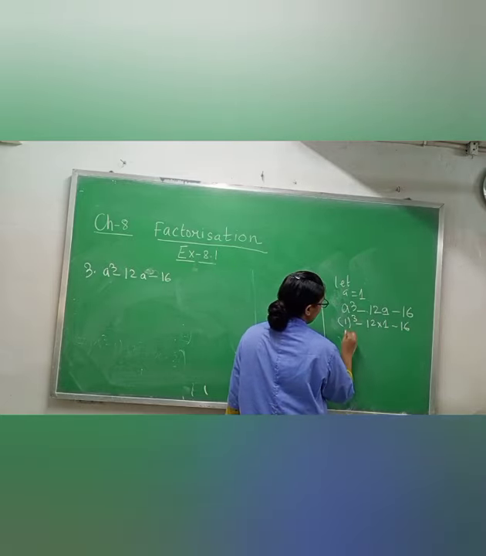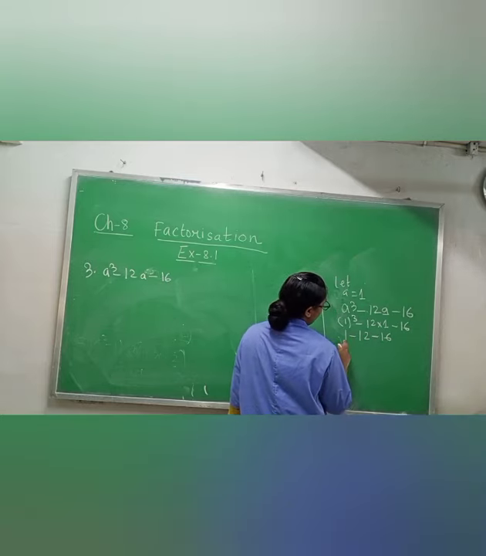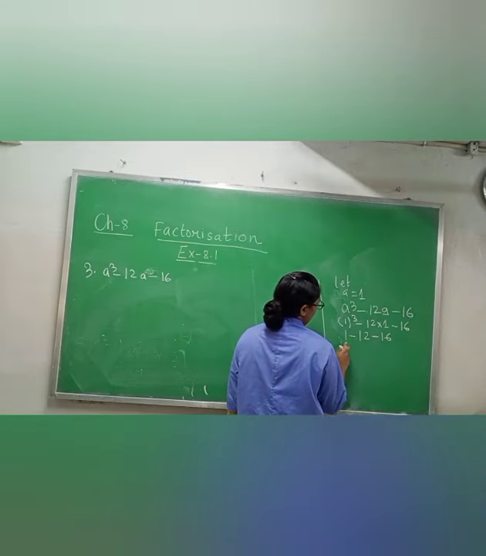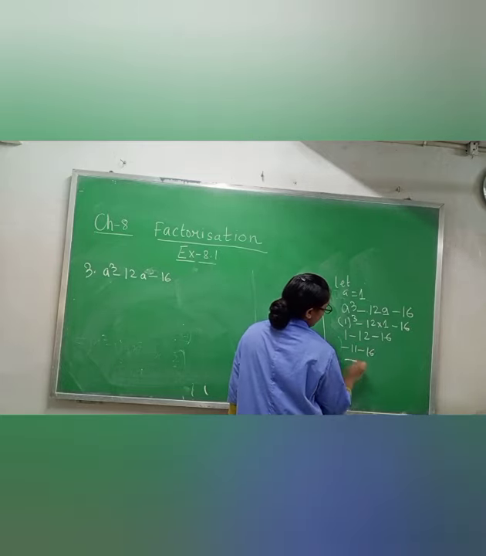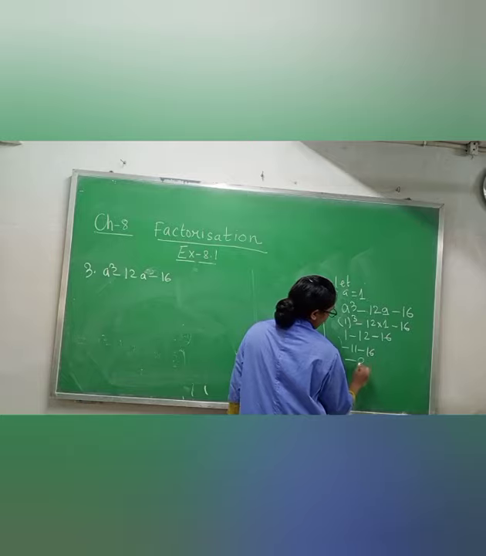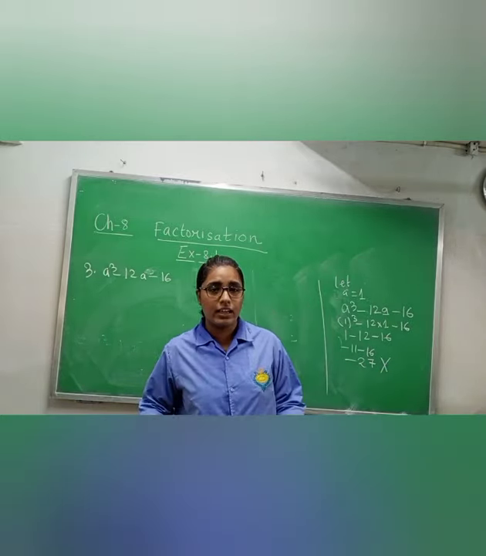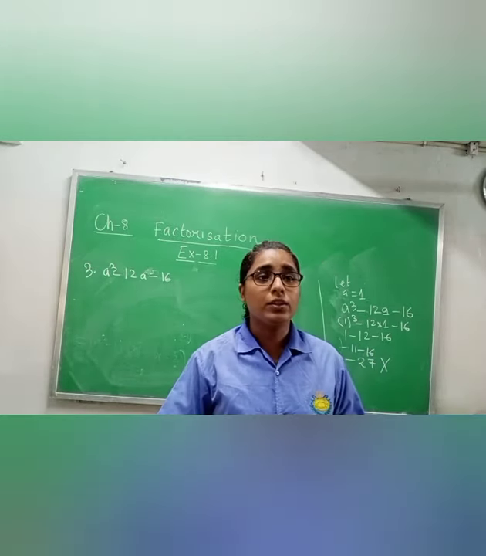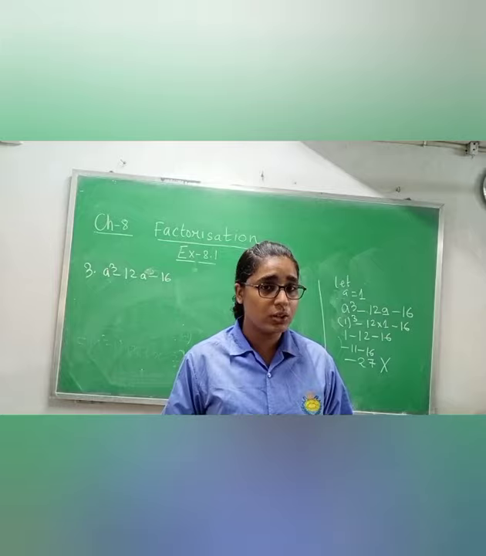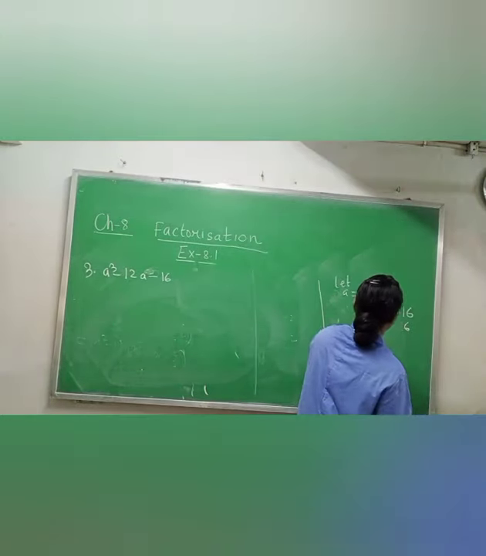So 1 cube will give you 1, 12 into 1 is 12, minus 16. Now you can see when you add or subtract, plus minus, 11 minus 16, so we are getting minus 27, which is wrong, because I told you whenever we are letting any variable value, either x, a, b, c, anything, it must come 0. If it is coming 0, then you can go further. So with a equals 1, it is not coming.